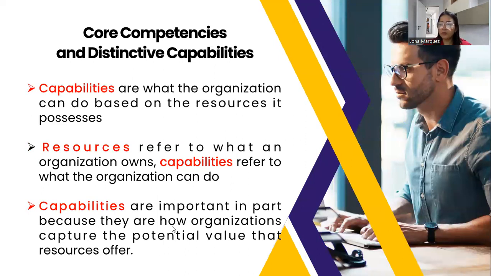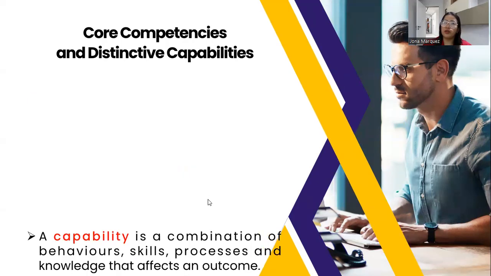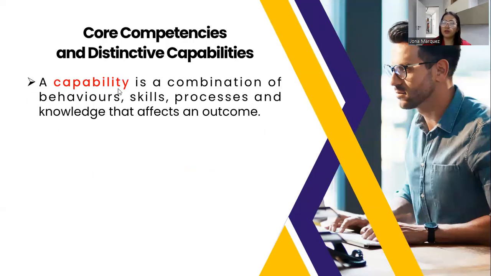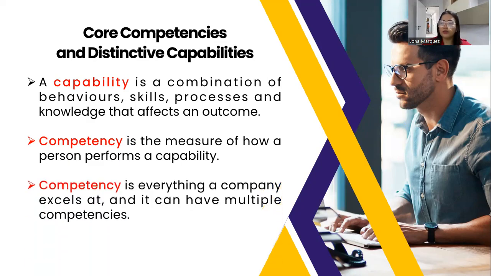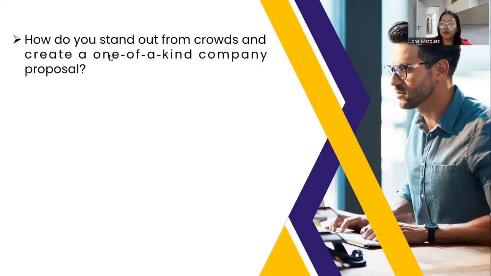Capabilities are important in part because they are how organizations capture the potential value that resources offer. So, usually itong capabilities, combination of behavior, skills, process, knowledge. On the other hand, competency is the measure of how a person performs a capability. So, competency is everything a company excels at. It can have multiple competencies. It is answerable by the question, how do you stand out from the crowd and make one-of-a-kind company proposal?